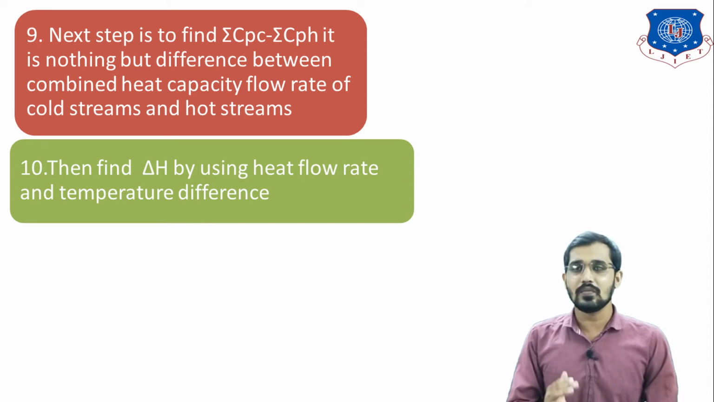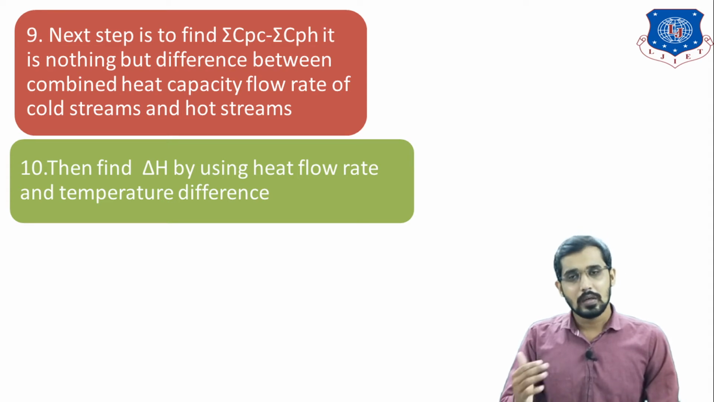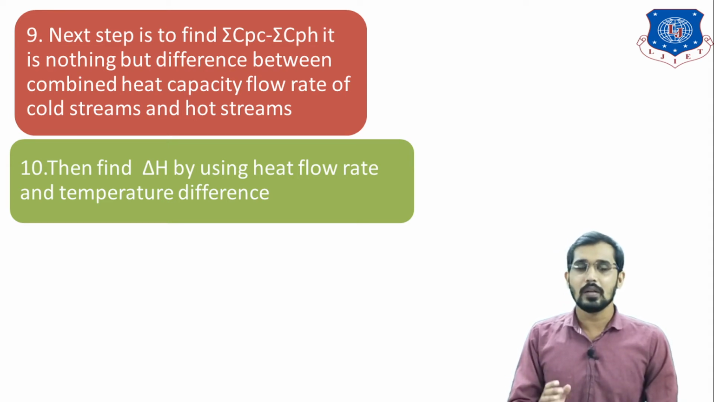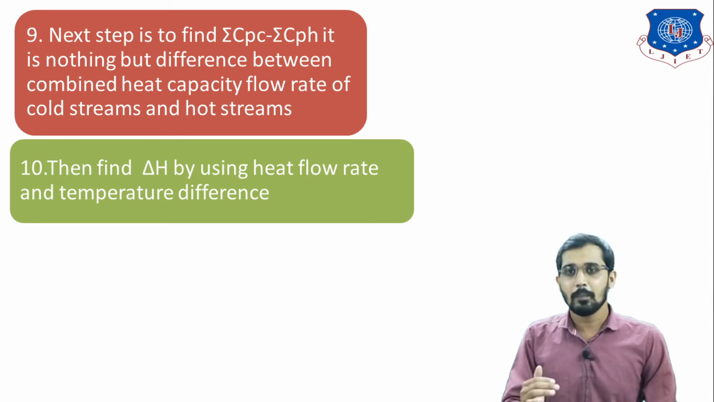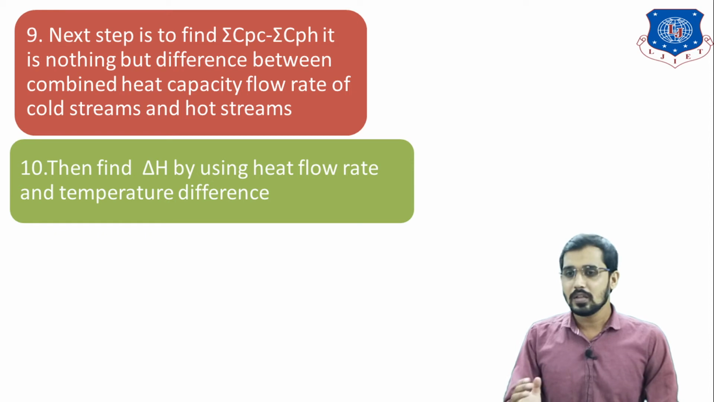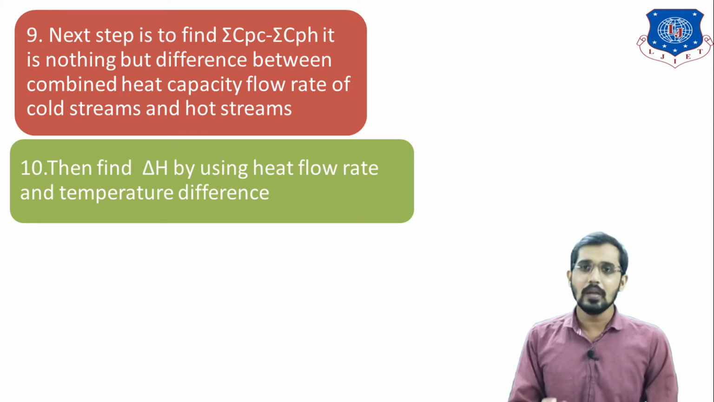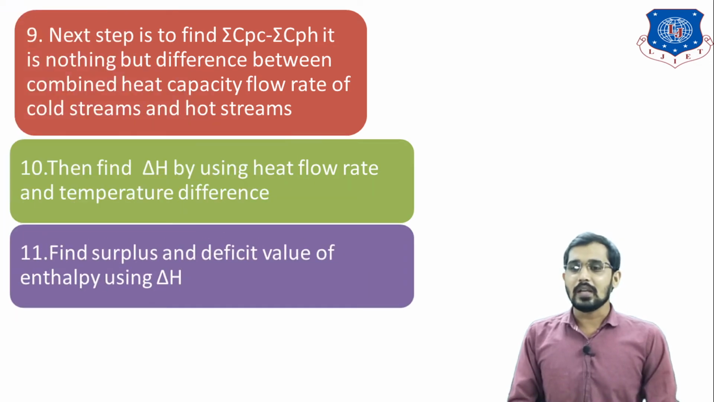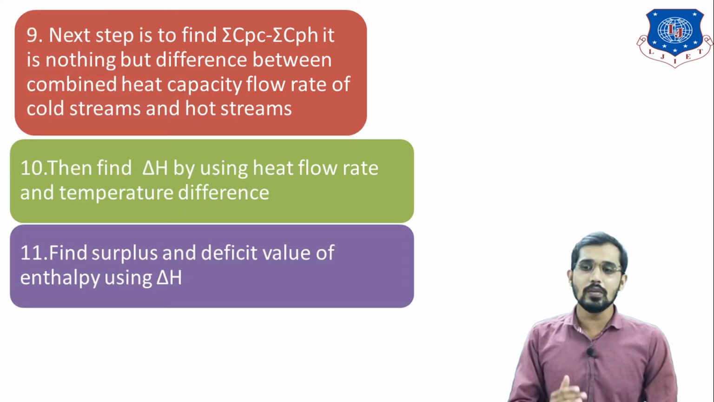So mCp is your value for the heat capacity flow rate. You just multiply that value by the temperature difference, which we found in an earlier step by using the shifted temperature data. This is step number 10. Here you find the delta H value by using mCp delta T. After that, in the 11th step, you find the surplus and deficit values of enthalpy using delta H.